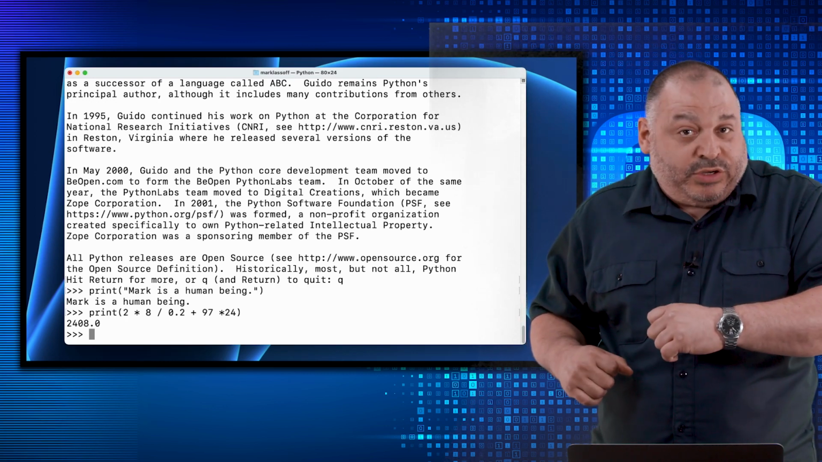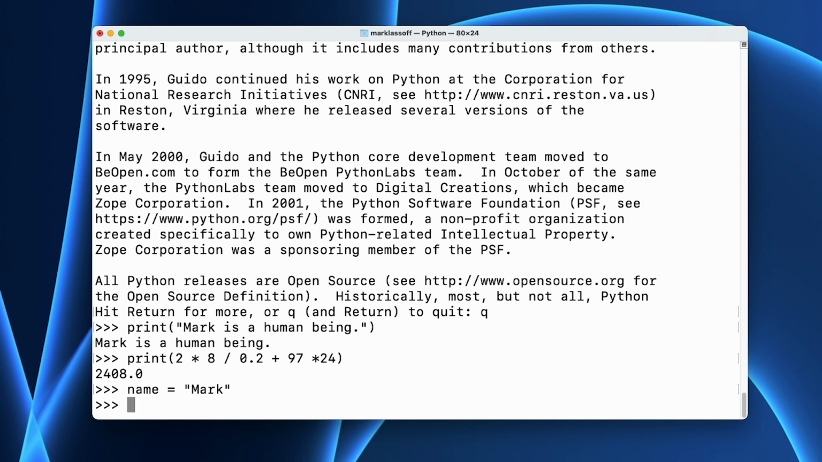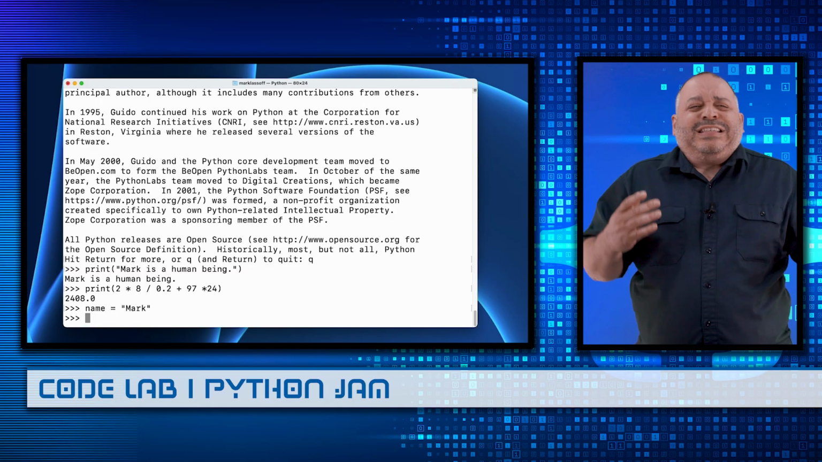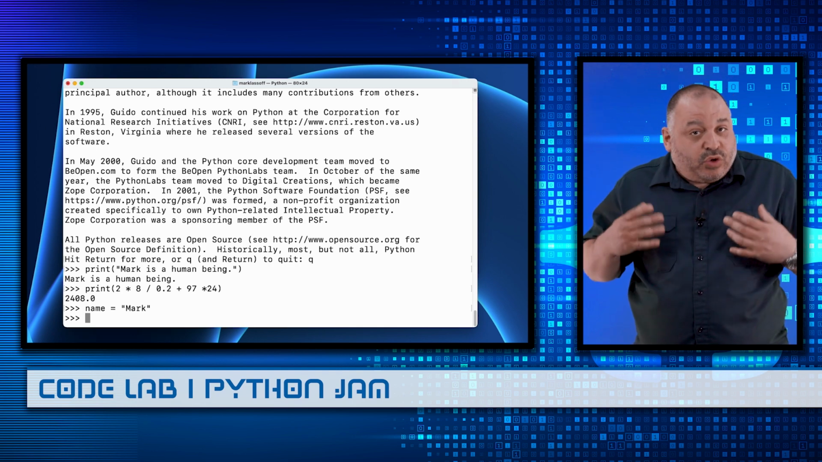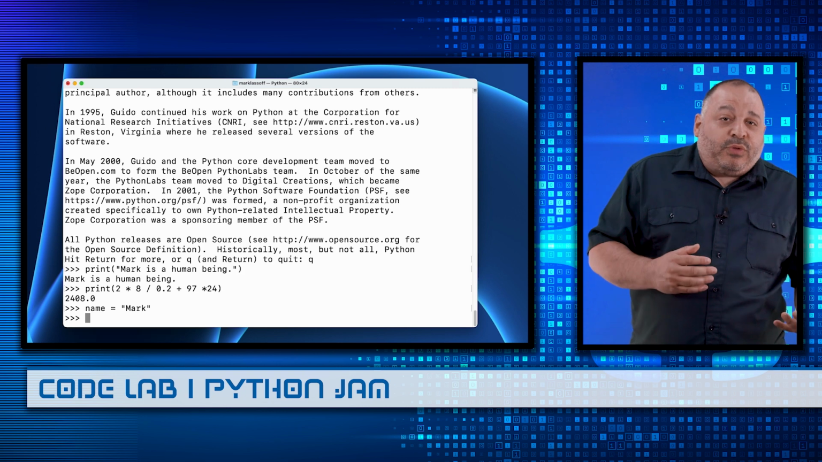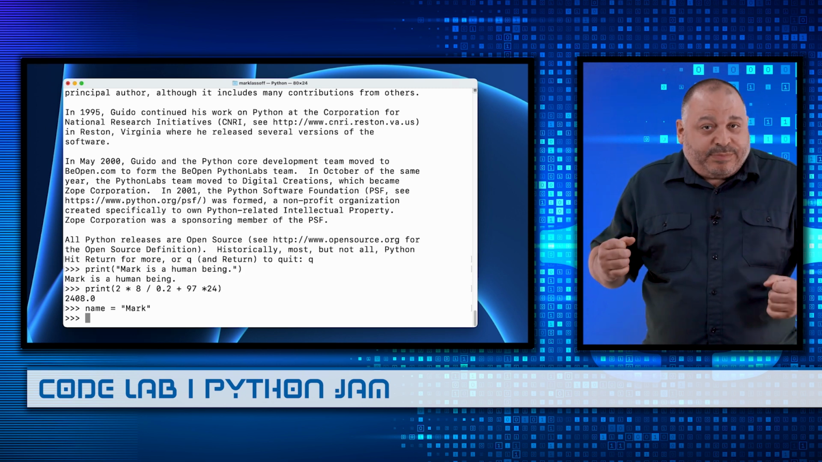Let's do one more example here in interactive mode. I'm going to create what's called a variable. A variable is just a holding place for information. So here I've set the variable name to the value Mark. This is known loosely as an assignment statement. I'm assigning a value, in this case the string inside the quotes, Mark, to the variable name. Now, that's stored in memory. I can use that in a print statement like this.